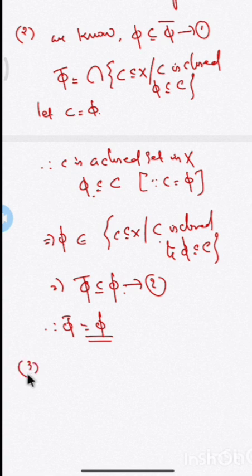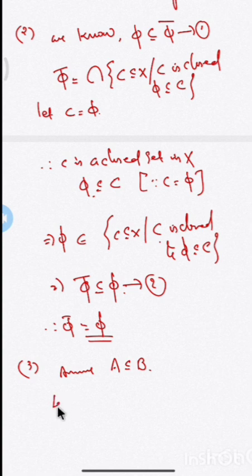Now the third statement says that A contained in B implies A closure contained in B closure. So assume A is a subset contained in B. A and B are subsets of X. Okay. A is contained in B. We have to prove that A closure is also contained in B closure.